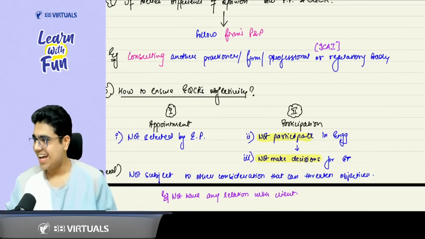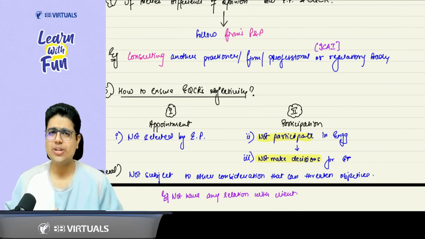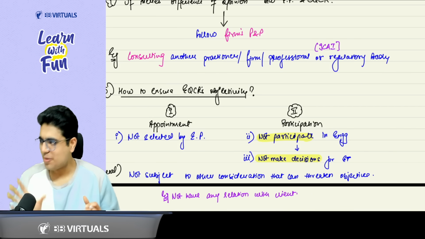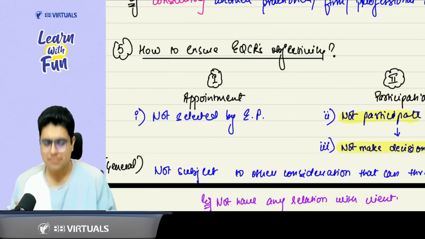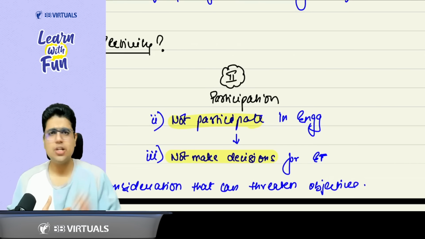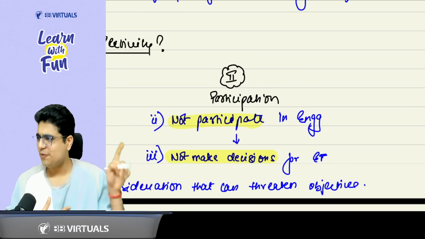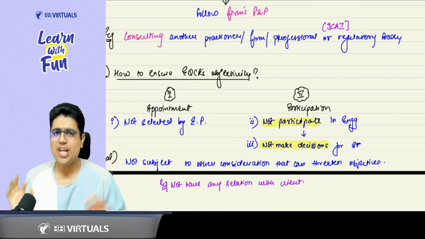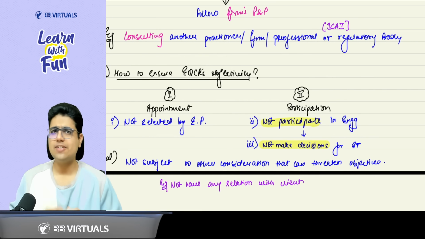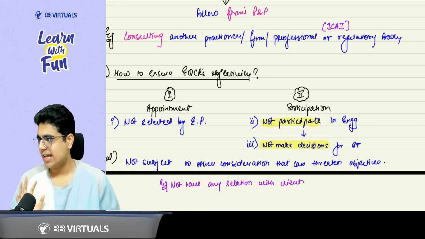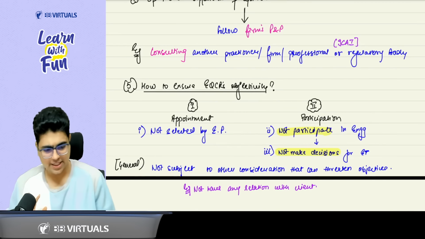Last point, everyone is very happy. How to ensure EQCR's objectivity? Very easy. First of all, at the time of appointment, then at the time of performance. At appointment, he should not be selected by the engagement partner. And when it talks about participation, no participation in the engagement, in the form of no decisions in the engagement. And last, your favorite point, any other: he should not be subject to any other consideration which can affect his objectivity. It can be like he should have no relation with the client. So these 4 points will ensure his objectivity.